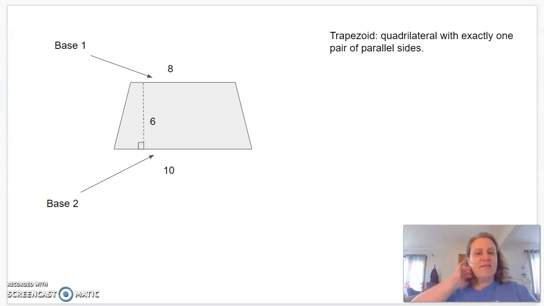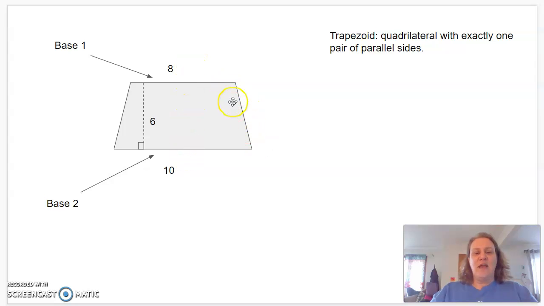So let's take a look at some special quadrilaterals. We've already talked about parallelograms, and we figured out how to find the area of the parallelograms, which is just multiplying the base times the height. We also have trapezoids. Trapezoids are quadrilaterals with exactly one pair of parallel sides. So in parallelograms, both pairs of opposite sides are parallel. In a trapezoid, only one pair of opposite sides is parallel.